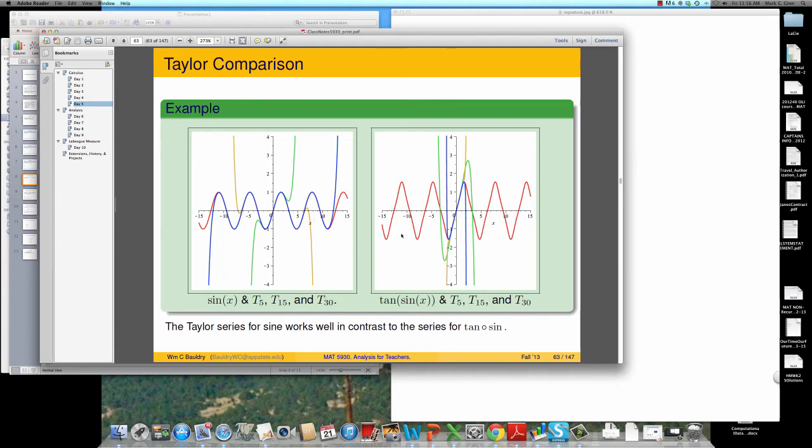Here we see the same thing for the tangent of the sine of x. A little more complicated function. Here's its graph. Now the green 5th degree Taylor polynomial matches here. The gold is maybe a little bit better, but not really a whole lot. And then the 30th, the blue one, only gets a little bit further.